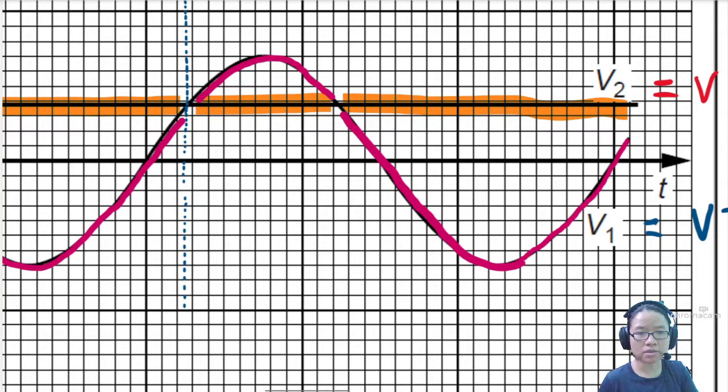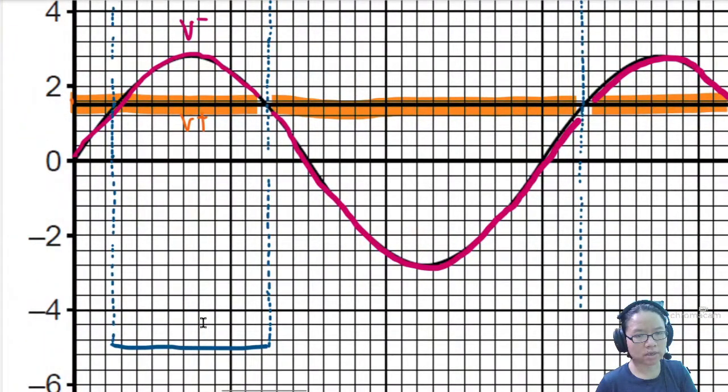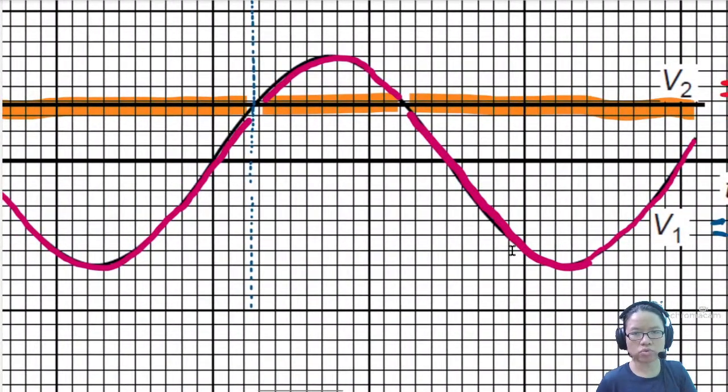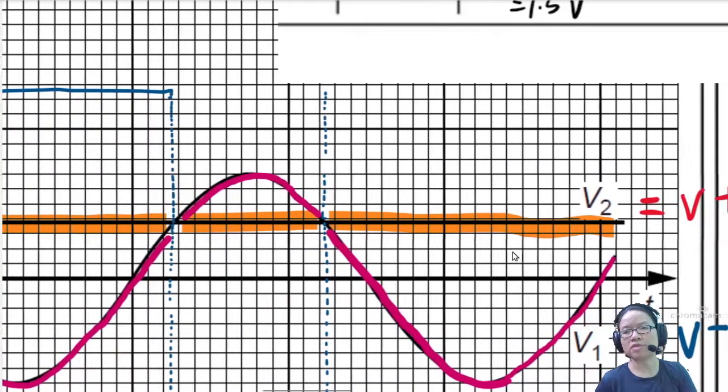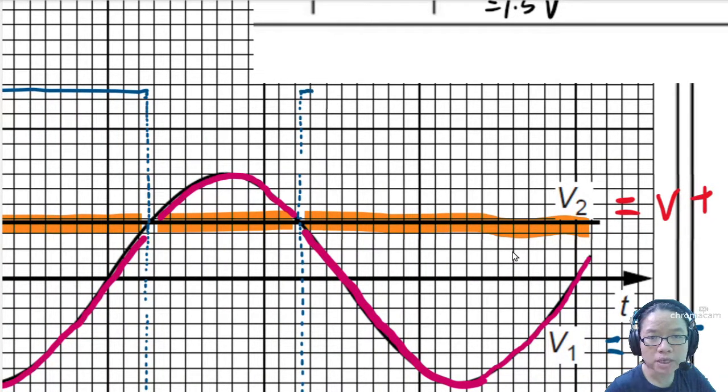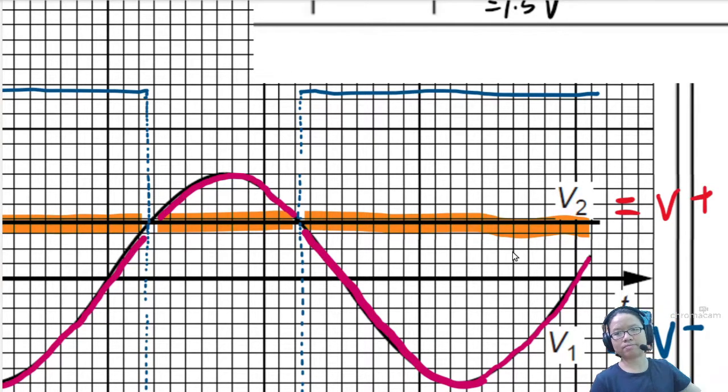Alright, so where is negative 5 again? Forgot that. Negative 5 is here. 2 and 2.5. Okay. So 2.5 here. Take your ruler. Dot. 2.5 here. And negative 5 volt. Alright. Repeat process. What do you think? At the final phase, the orange line, which is V plus, is above V minus. So your output is going to be positive all the way until the graph end, until the signal end. Signal ends here. So I'm going to end here.